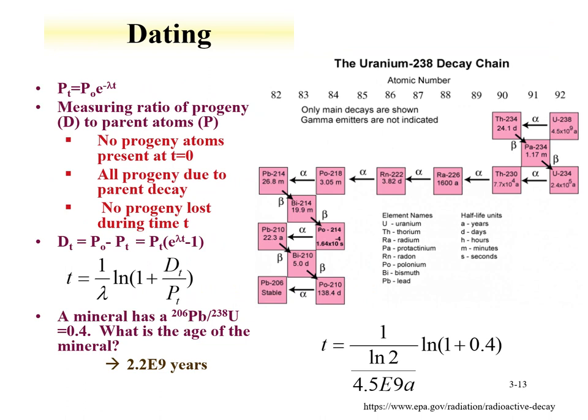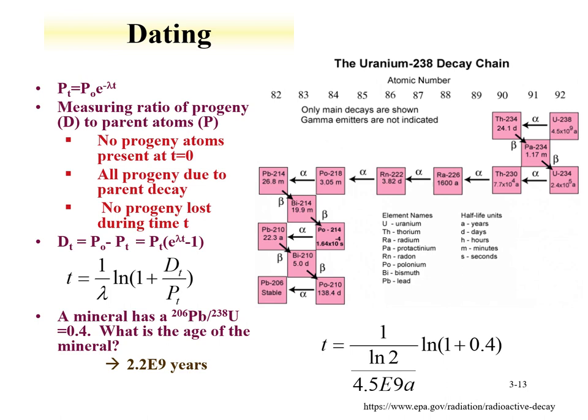We can start with the equation where the amount of parent at time t equals parent initial e to the minus lambda t. We use the conditions where there is no progeny present at time zero. All the progeny is due to the parent decay, and no progeny is lost during the time of decay, this time t. We can rearrange this equation so that the progeny at time t is equal to the parent initial minus the parent at time t.